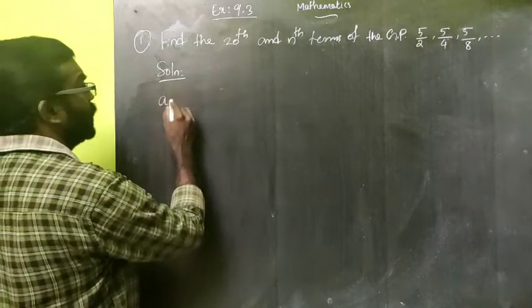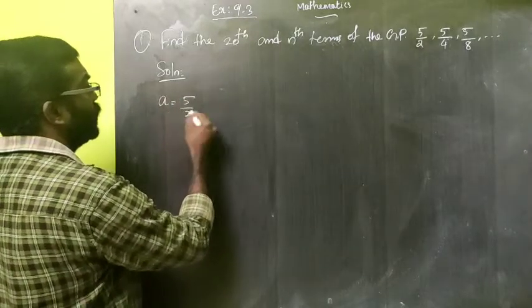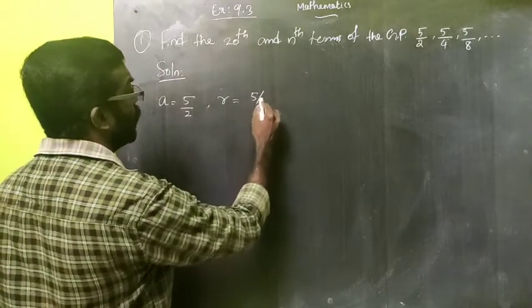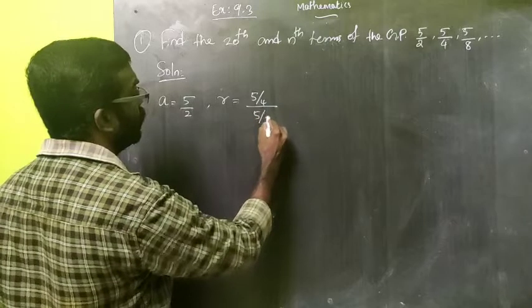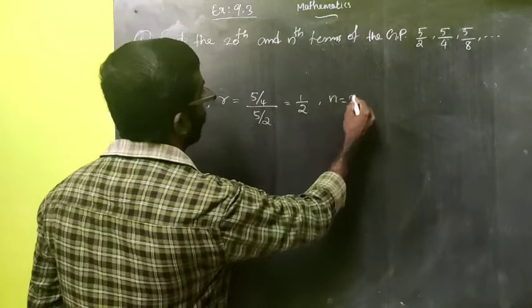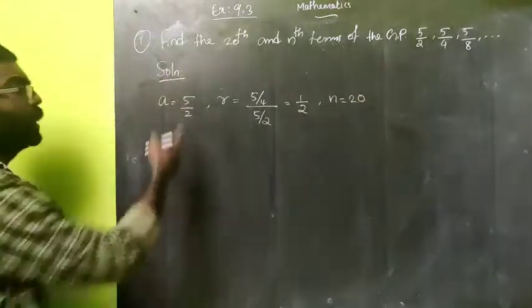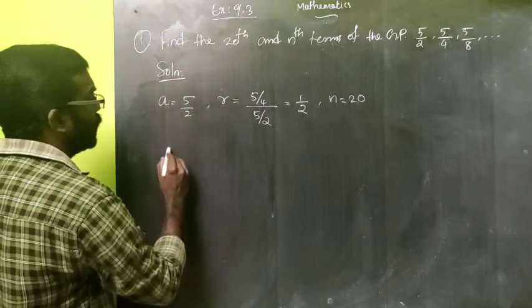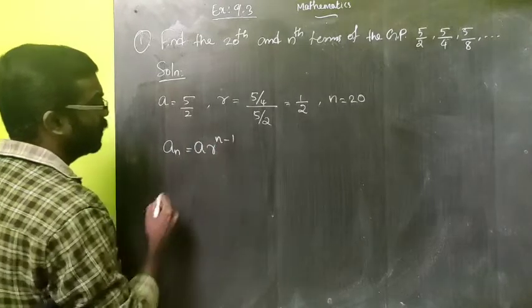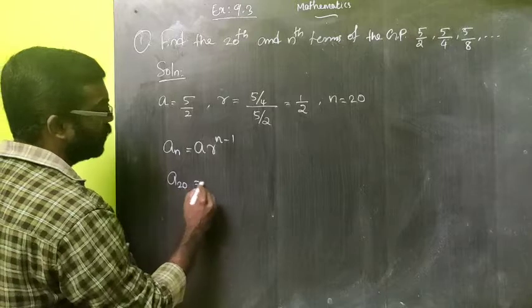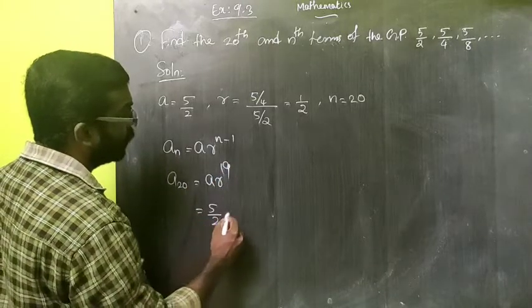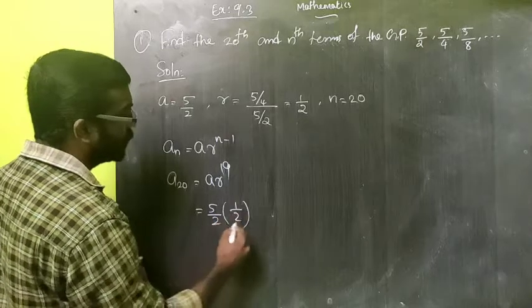So we can write the first term a as 5 by 2 and the common ratio r is equal to a2 by a1, 5 by 4 divided by 5 by 2, which gives 1 by 2. And here n is equal to 20. First of all, we can find the 20th term. We have a formula an is equal to ar raised to n minus 1. Here a20 is equal to ar raised to 19, which is equal to 5 by 2 into 1 by 2, the whole raised to 19.